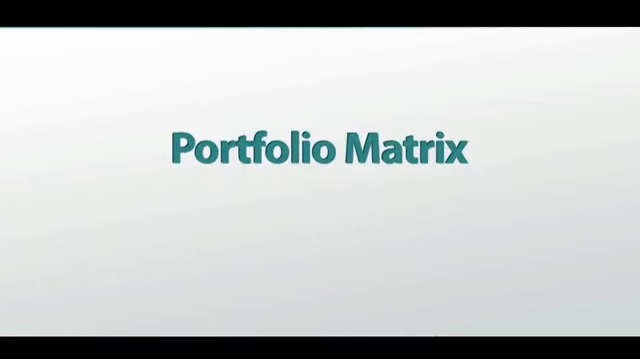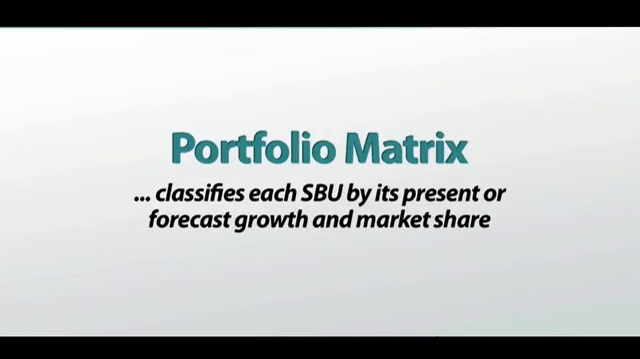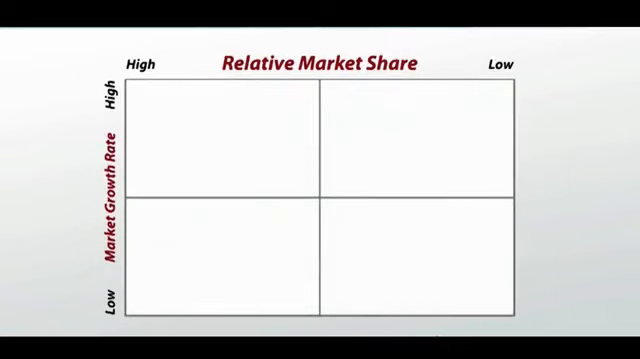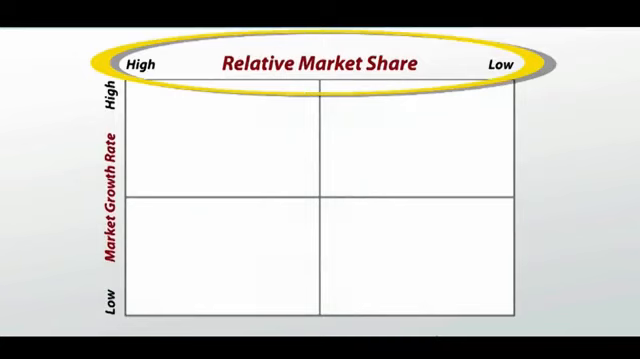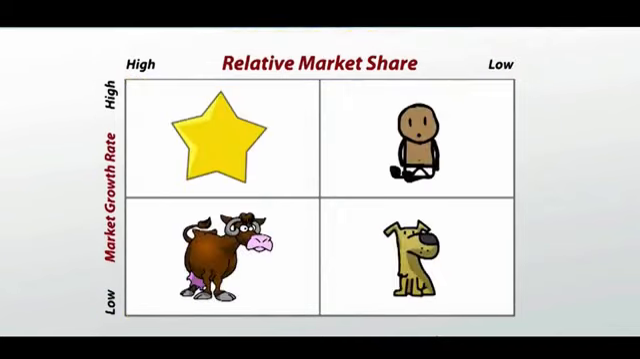SBUs can be categorized in a portfolio matrix, which classifies each SBU by its present or forecast growth and market share. The portfolio matrix is set up with market share dominance, the share relative to the largest competitor, on the x-axis, and the market growth rate on the y-axis in constant dollars. The portfolio matrix consists of 4 matrix areas: stars, cash cows, problem children, and dogs.